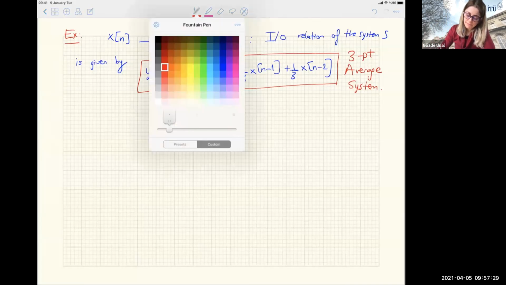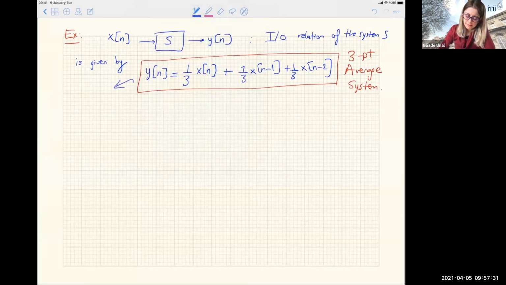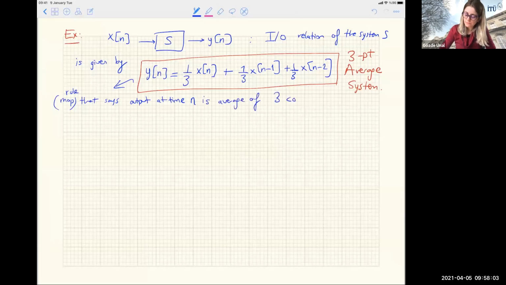So this gives us a map, or a rule, that says the output at time n is the average of 3 consecutive inputs.